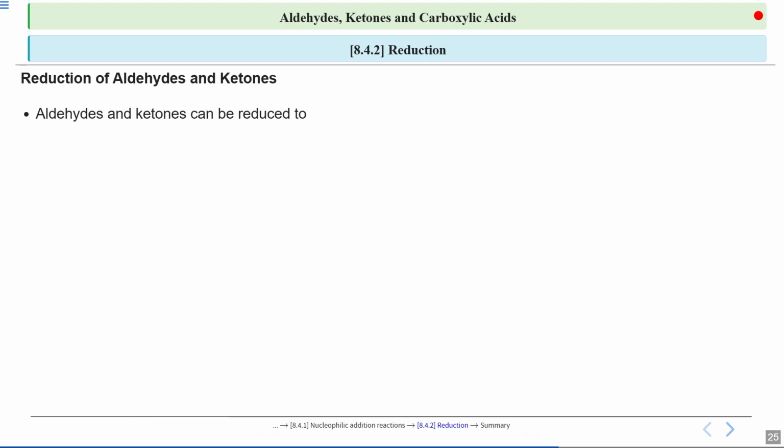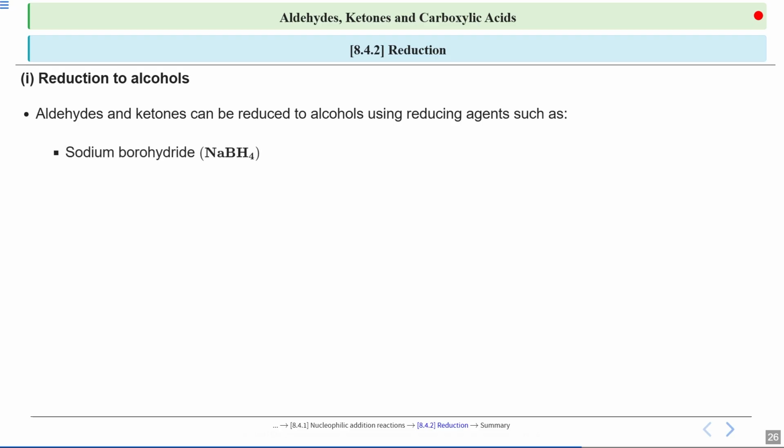Now we will talk about the reduction of aldehydes and ketones. Aldehydes and ketones can be reduced to alcohols and they can be reduced to hydrocarbons. One by one we will see how they are reduced to alcohols and hydrocarbons. First, we will focus on the reduction to alcohols using reducing agents. What reducing agents can you use? The first one is sodium borohydride. Aldehydes and ketones can be reduced to alcohols using sodium borohydride.